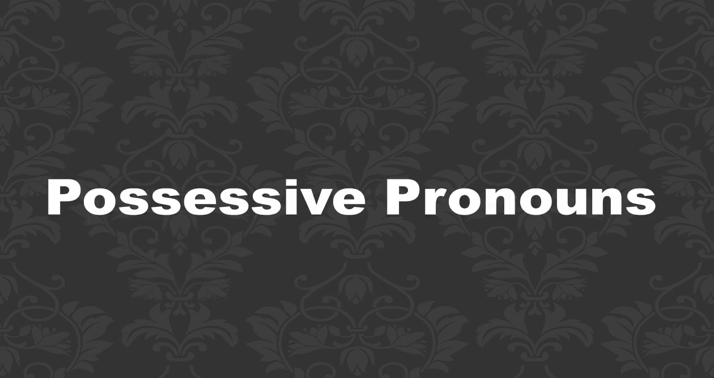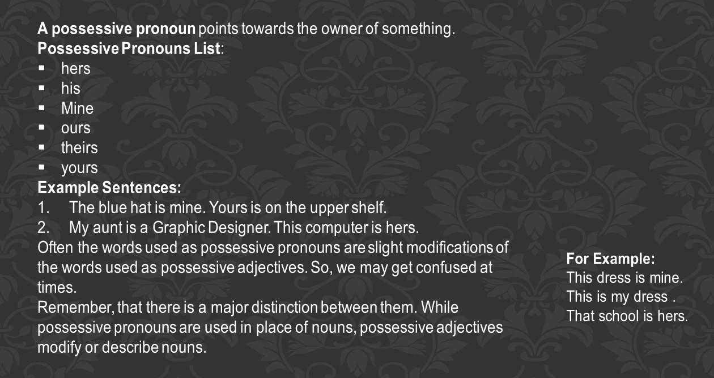Next one, possessive pronouns. What do you mean by possessive pronouns now? A possessive pronoun points towards the owner of something. Possessive pronouns are hers, his, mine, ours, theirs, yours. For example, the blue hat is mine. Yours is on the upper shelf. My aunt is a graphic designer. This computer is hers.